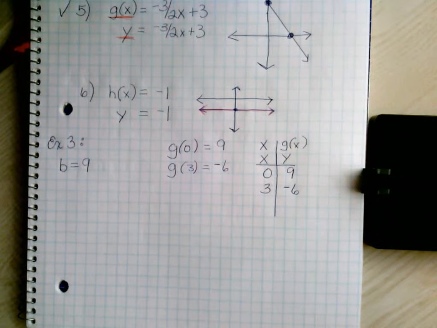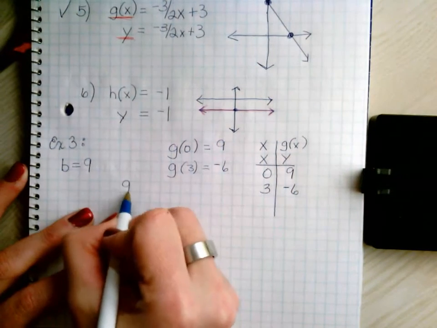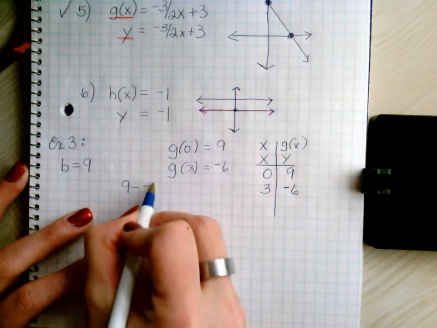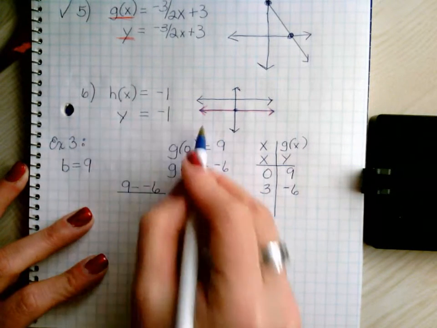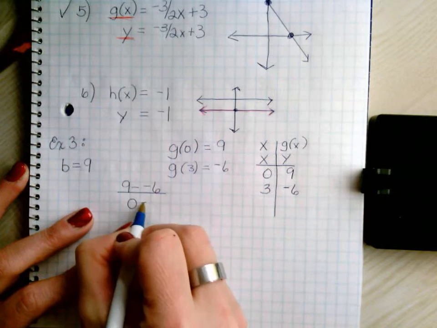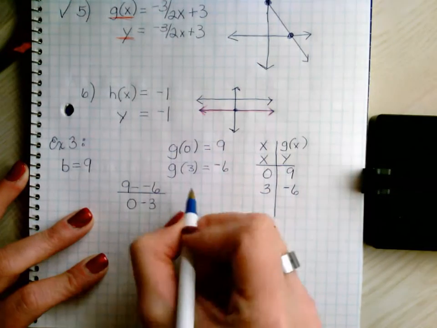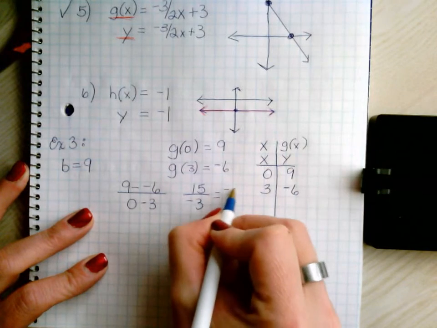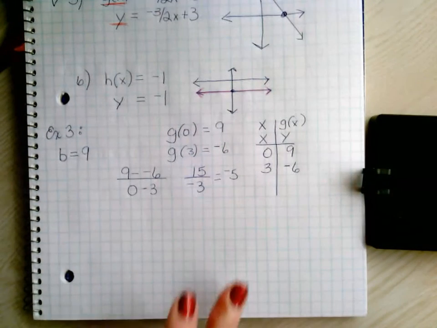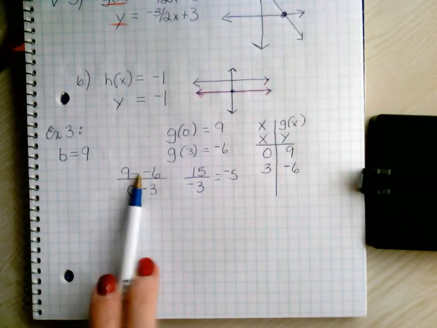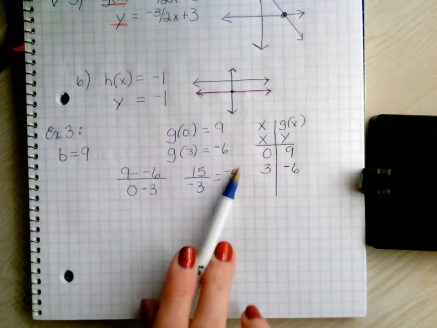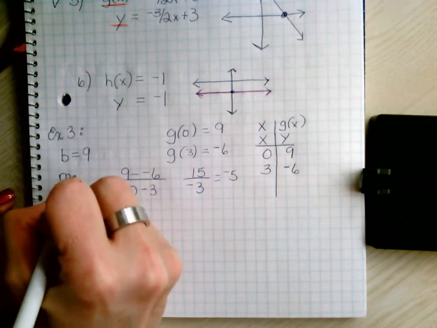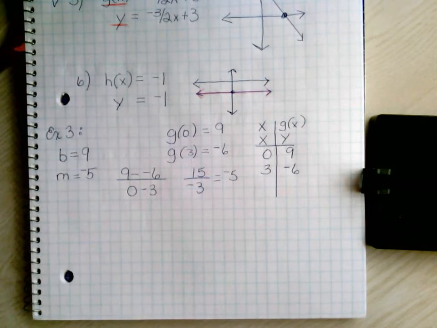Can we find slope? You bet. Change in y over change in x. 9 minus a negative 6 over, and I'm going to go down, 0 minus 3, which becomes 15 over negative 3, otherwise known as negative 5. Would you agree with me that I've done my arithmetic correctly? 9 plus 6 is 15, 0 minus 3 is negative 3. So my m is negative 5.